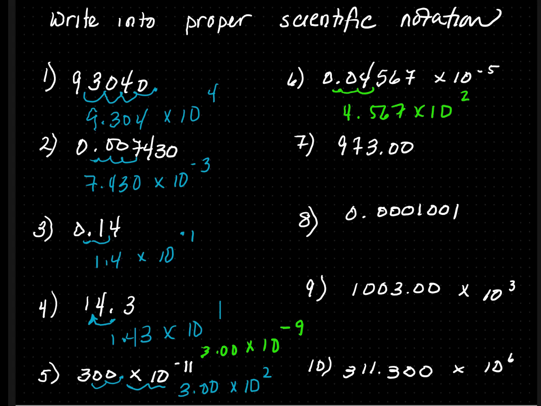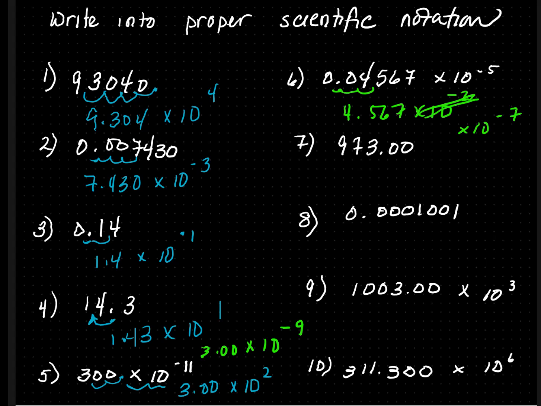Since it's a small number, it's going to be a negative 2, times 10 to the negative 5th. We must add the exponents. So this becomes times 10 to the negative 7th. So my answer is 4.567 times 10 to the negative 7th.